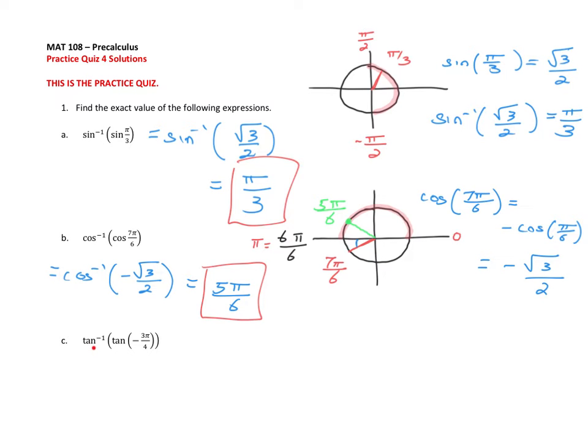And for part C, what is tangent inverse of tangent of negative 3 pi over 4? Okay, so I think I'll try to use a unit circle again to get the answer for this one.